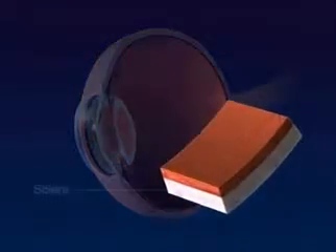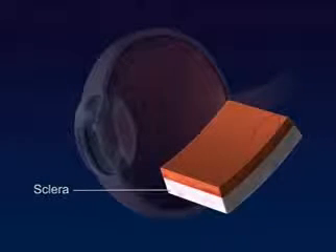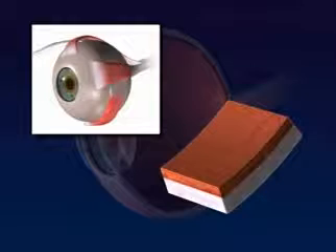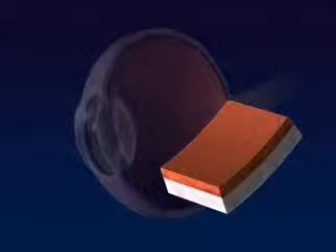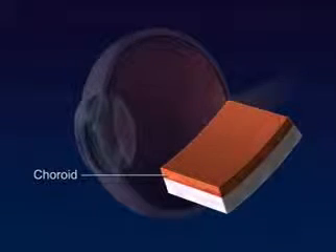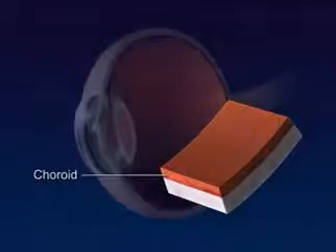The sclera is the outer white layer that maintains the shape of the eye. Muscles attached to the sclera control eye movements. Choroid is the middle layer that contains the blood vessels.